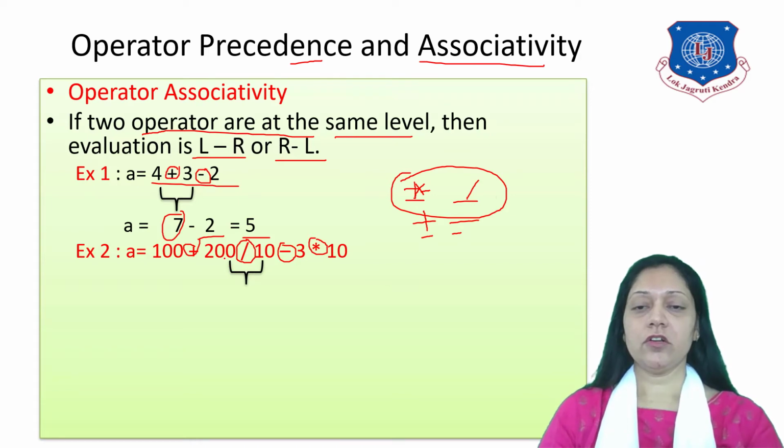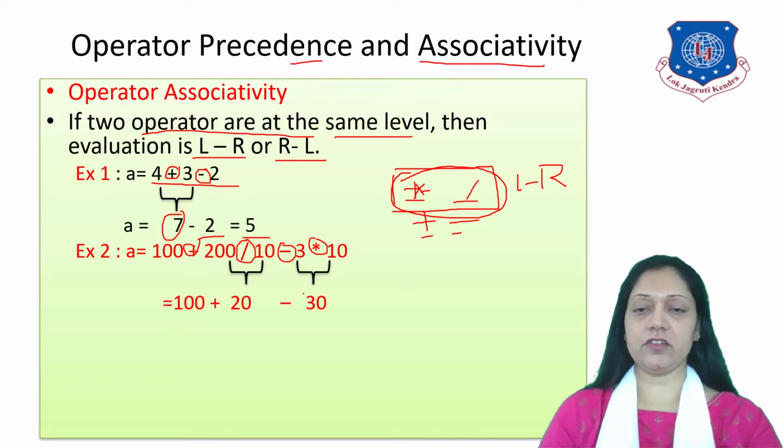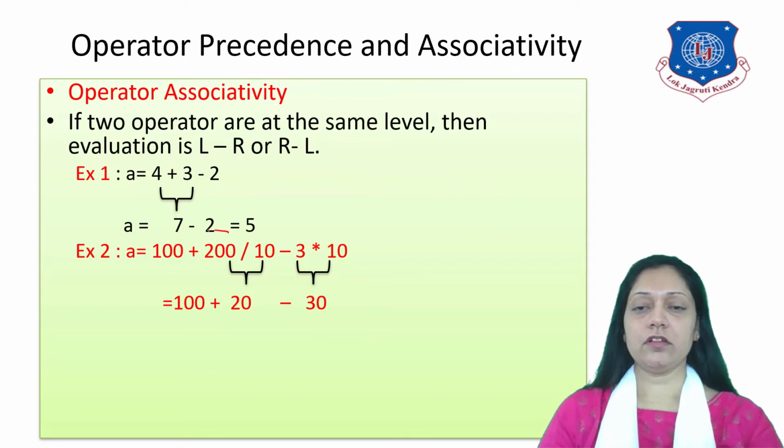So that is 200 by 10. Now since multiplication and division are at the same level, the evaluation would be from left to right. Follow the rule of associativity, that is from left to right. So 200 divided by 10, and then afterwards we'll do 3 multiplied by 10. So the result would be 200 divided by 10 is 20 and 3 multiplied by 10 is 30. Now bring the other components as they are, that is 100 plus as it is. So this we have already evaluated, minus as it is, and this has also been evaluated.